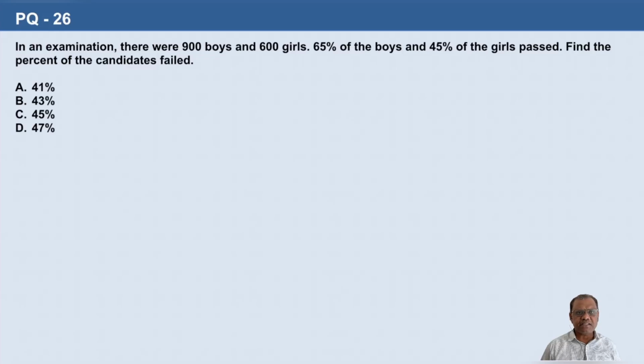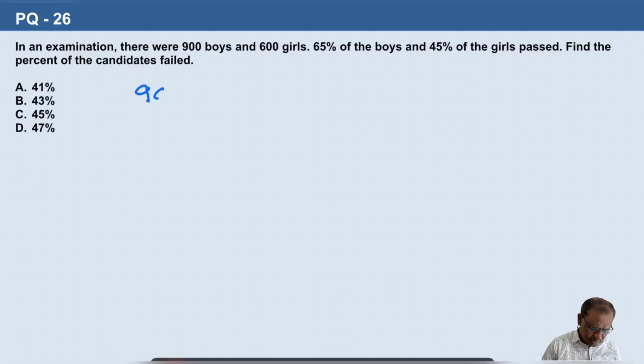Question number 26. In an examination, there were 900 boys and 600 girls. 65% of the boys and 45% of the girls passed the examination. Find the percentage of the candidates failed. So here there are 900 boys and 600 girls.